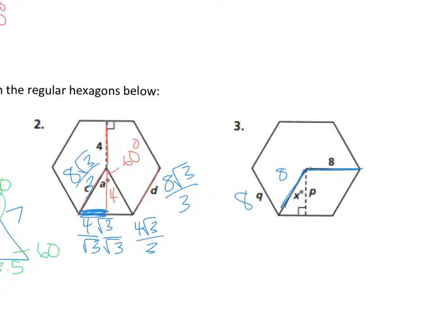Q is 8, because all the way around is 8. This is 8, 8, 8. So then P has to be, the long side of a 30, 60, 90 right triangle, 8 root 3. And then X has to be 30 degrees, because it makes a 30, 60, 90.